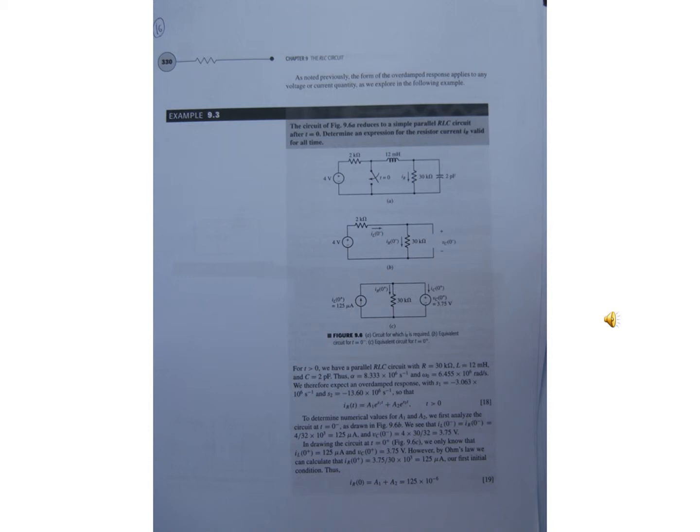So in this case, we get the circuit. The circuit has a 4 volt source, and the components are a 2 kilo ohm resistor, 12 millihenry, 30 kilo ohm, and 2 picofarad. Then the switch is closed at time t equal to 0. So when the switch is closed at time equal to 0, what is the initial condition?